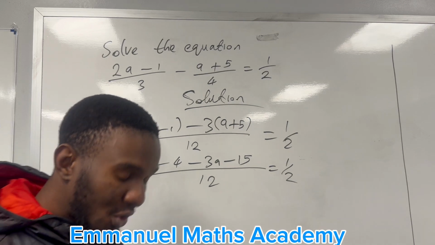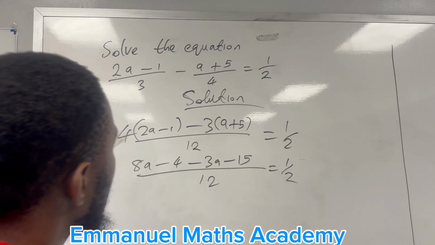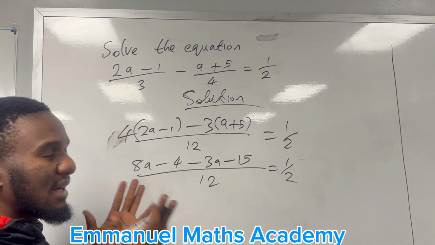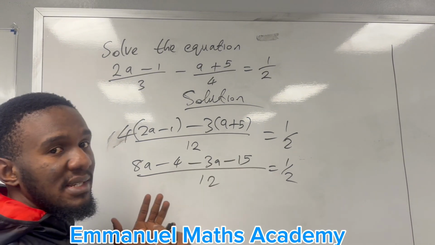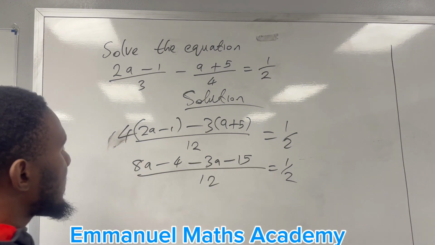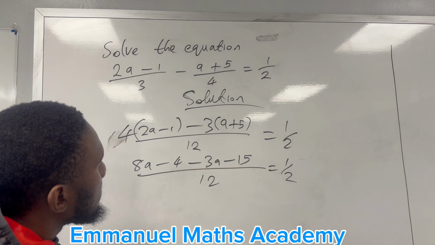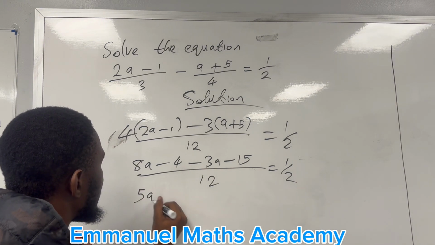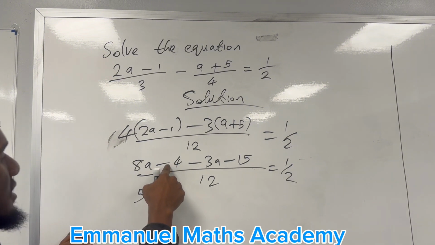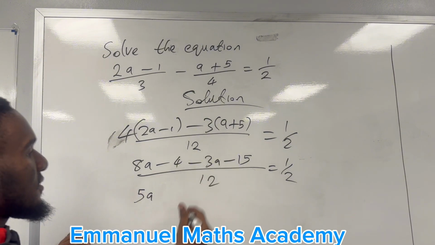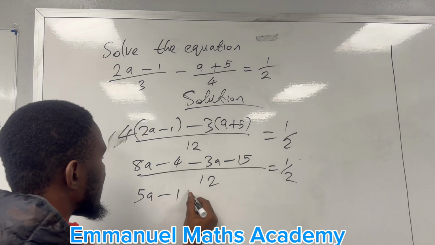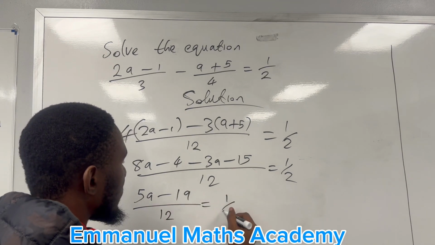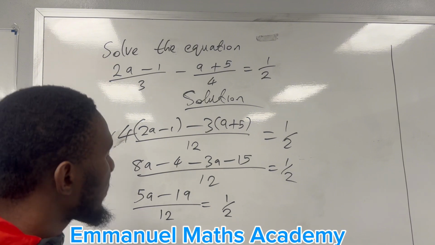So what do you do now? You collect like terms. Collection of like terms means since you have 8a here, you have a here, just bring them together, add, and also do the same thing for the numbers, right? So 8a minus 3a will give you what? 5a. Then minus 4 minus 15 will give you what? Minus 19 over 12 equal to 1 over 2, right?